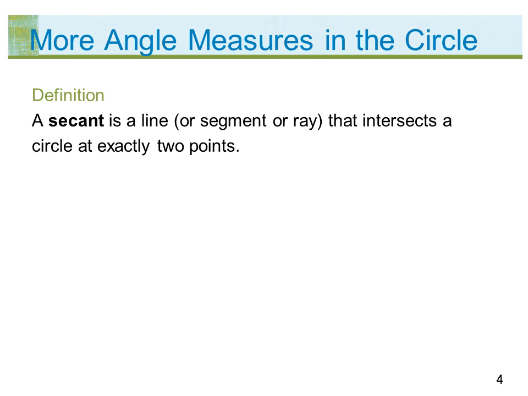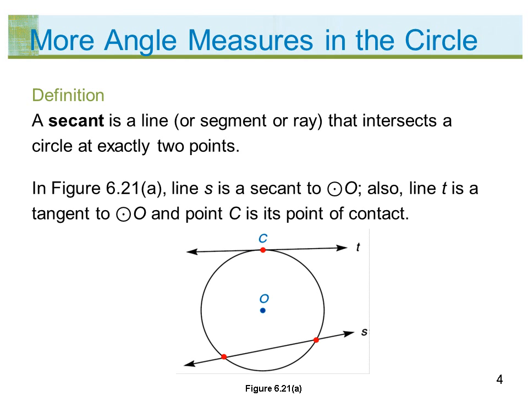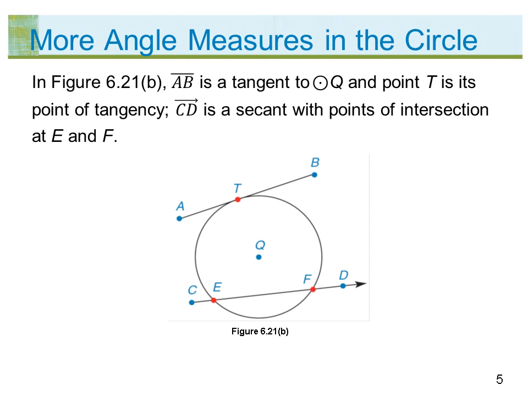Definition: a secant is a line or segment or ray that intersects a circle at exactly two points. In figure 6.21a, line S is a secant to circle O. Also, line T is a tangent to circle O, and point C is its point of contact. In figure 6.21b, segment AB is a tangent to circle Q, and point T is its point of tangency. Ray CD is a secant with points of intersection at E and F.